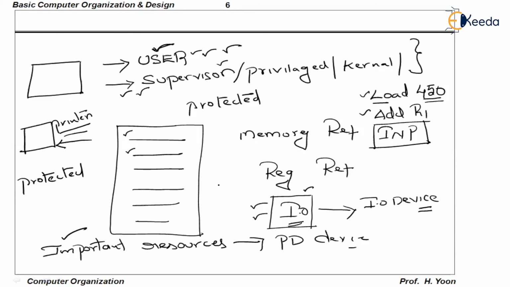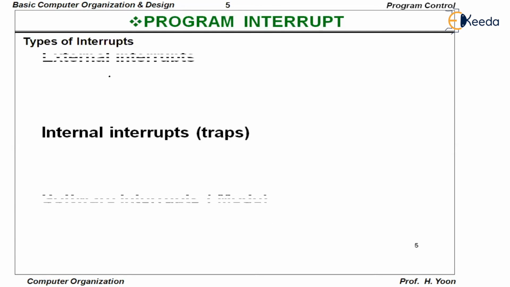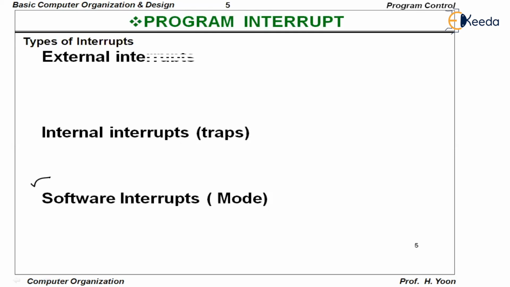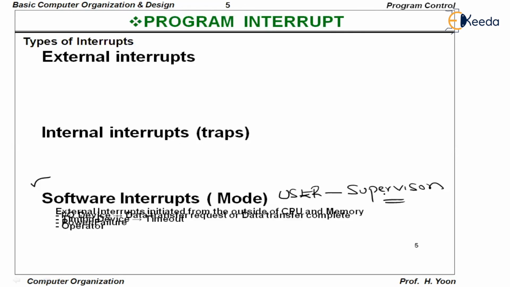Now here, every time when an IO instruction is there, CPU will have to switch the mode from user mode to the supervisor mode. From user mode to supervisor mode, there will have to be a switch. Mode should be switched. If you want to switch the mode, you need to use software interrupt. A software interrupt will switch the mode from user mode to supervisor mode. This is all about software interrupts.